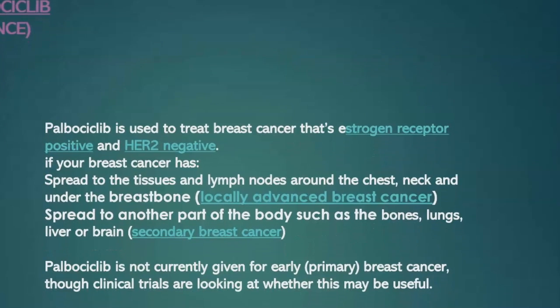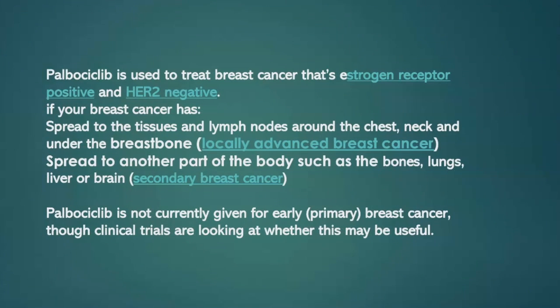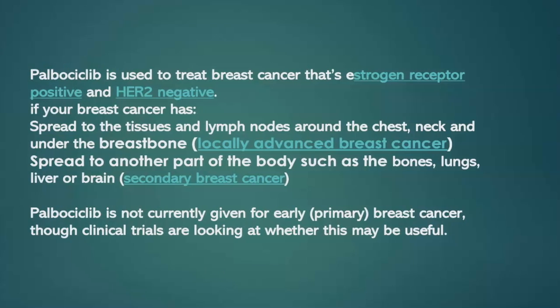Ibrance is used to treat cancers that are estrogen receptor positive and HER2 negative. It's also used if your breast cancer has spread to the tissues and lymph nodes around the chest, locally advanced, or spread to another part of the body in secondary breast cancer. It's not currently given for primary early breast cancer. Again, these tests are going on to see if it might be useful in preventing disease progression, but the answers are not available yet.